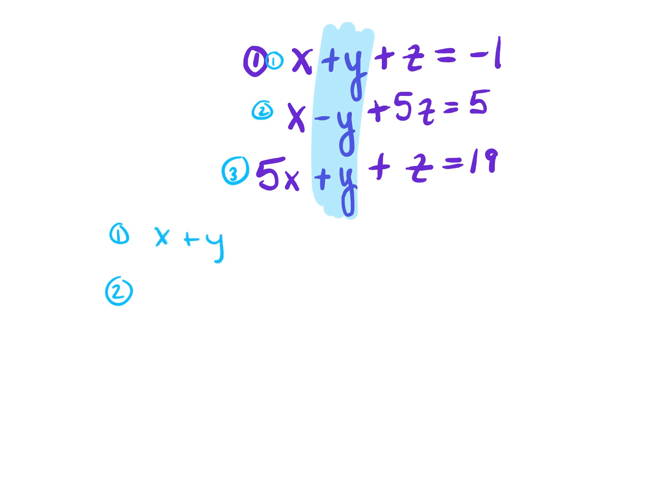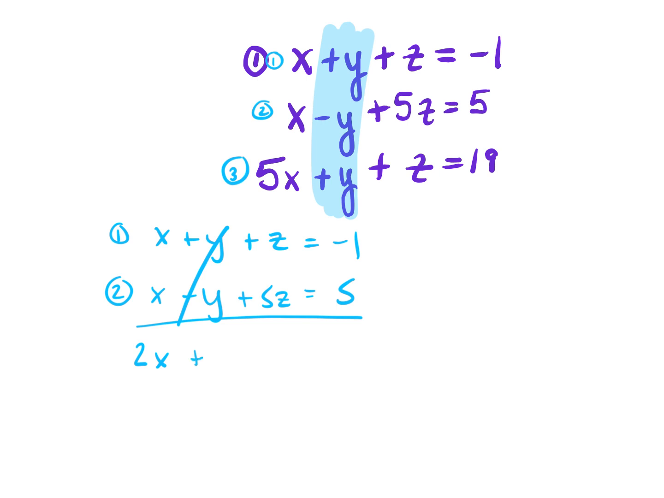So x plus y plus z is equal to negative 1. x minus y plus 5z is equal to 5. Are the y's going to cancel out here? Yeah, so we don't even need to multiply it by anything. The y's cancel. What's x plus x? 2x. z plus 5z?